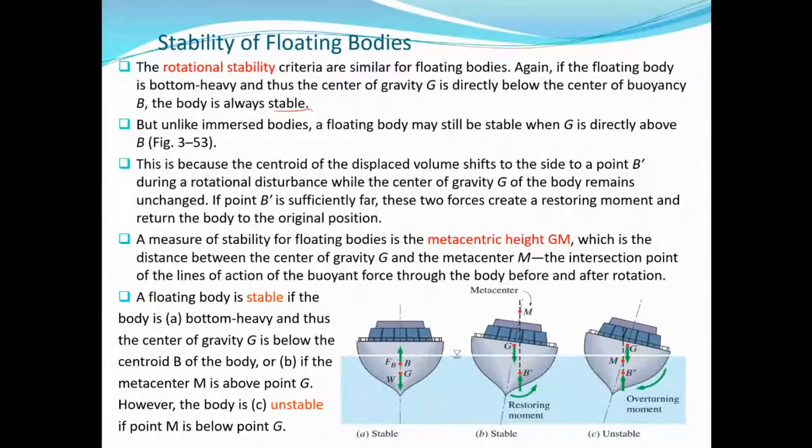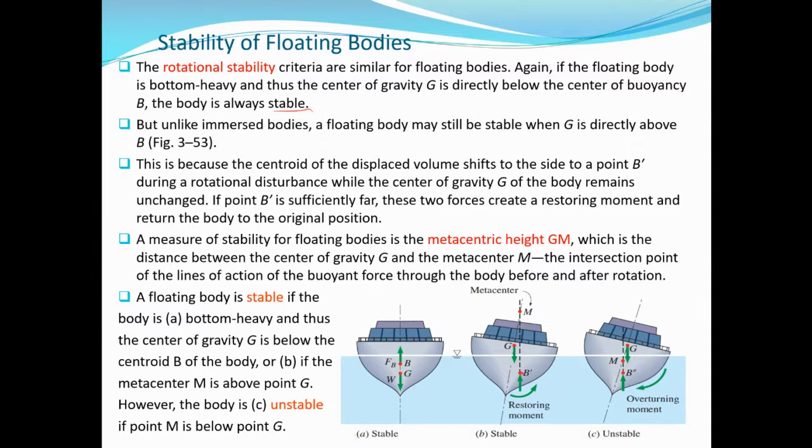As it is here, it is also stable. When you tilt it, this is the original centroid, where the center of gravity is passing through, and this is the new center of buoyancy, because the center of buoyancy is the center of the displaced volume. So in the second case, the center of buoyancy becomes B prime, not in the same position as before, because the shape of the displaced volume changes.